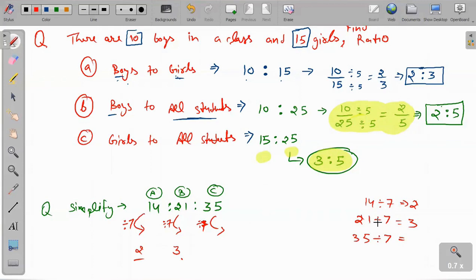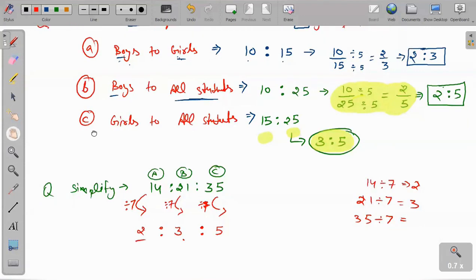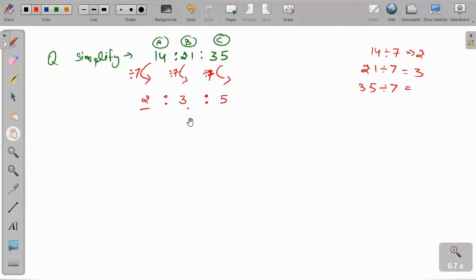5. Yeah, that's it. You will get a 5, and then you put the ratio symbols in between them. That's how you will be able to simplify them. 2 is to 3 is to 5 we get. Got it or not? Good.